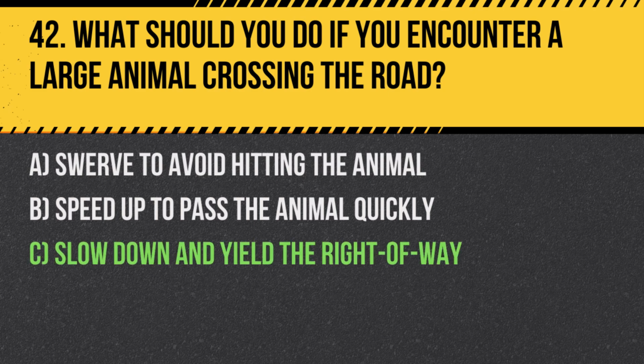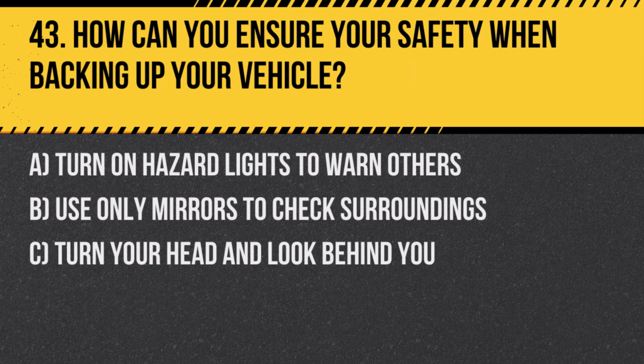Answer C. Slow down and yield the right-of-way. If you encounter a large animal crossing the road, you should slow down and yield the right-of-way to avoid a collision. Swerving or speeding up may increase the risk of an accident. Question 43. How can you ensure your safety when backing up your vehicle? A. Turn on hazard lights to warn others. B. Use only mirrors to check surroundings. C. Turn your head and look behind you.